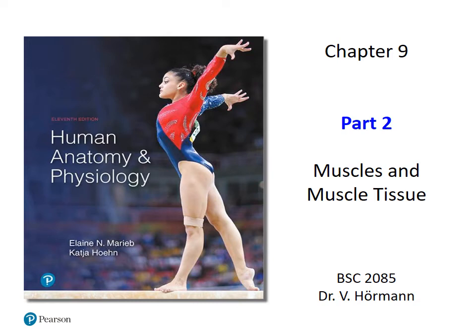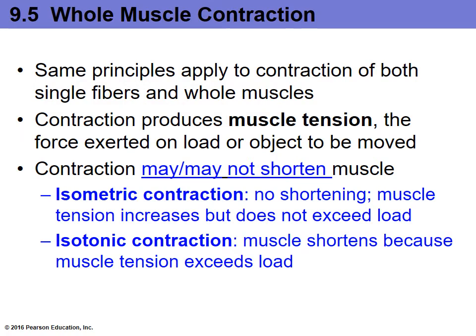Welcome back, everybody. This is part 2 of Chapter 9, Muscles and Muscle Tissue. In the last part, we talked about the anatomy of the skeletal muscle.